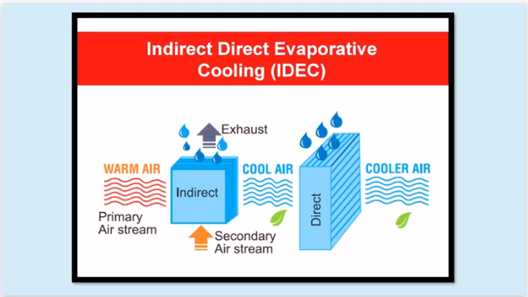The cooled primary airstream then passes through a second wetted media pad, direct section, where it is cooled further by direct contact with evaporating water. This final stage adds some humidity to the air, but the overall cooling effect is significant. The cooled air is then exhausted, providing a comfortable environment.